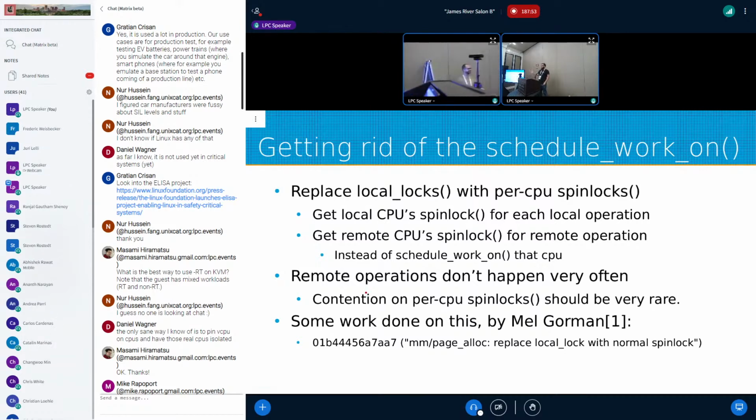The idea is that instead of using the local lock, you get the spinlock, and everything works the same. Whenever you need to do remote work on a remote CPU's cache, instead of scheduling work there, you just get the per CPU spinlock of that CPU, and do the work. And it's great because since these remote operations happen quite rarely, we don't have to worry about the contention. And Mel Gorman did some work related to that in this commit that I pointed out here.